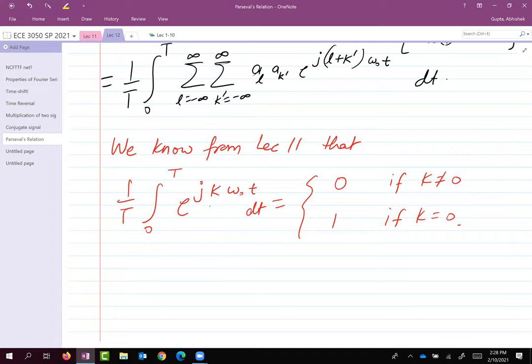So if k is non-zero, then this is a periodic signal. You integrate a periodic signal, you get zero. But if k equals zero, then e raised to jk omega naught t is just equal to one. And so the overall integral divided by capital T is going to be equal to one. So I can substitute this here.